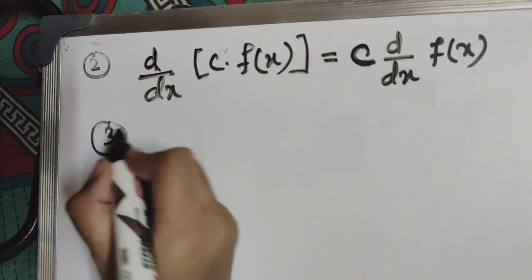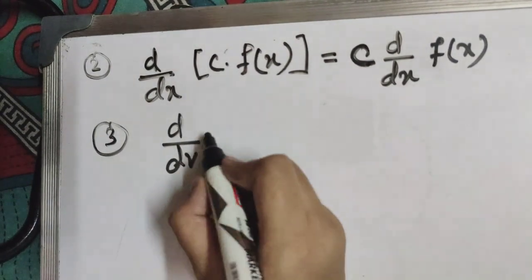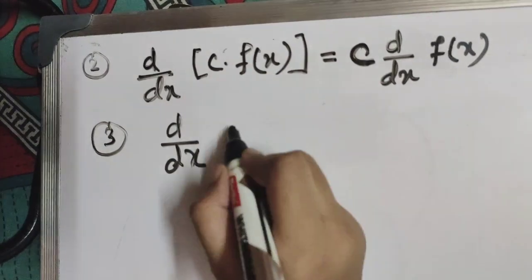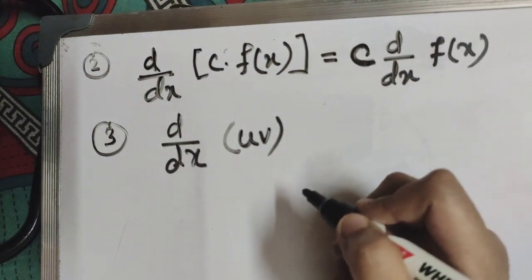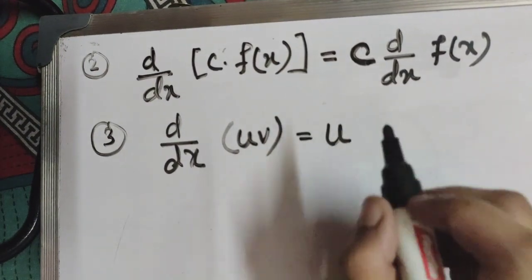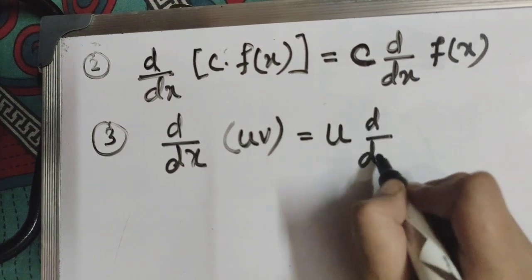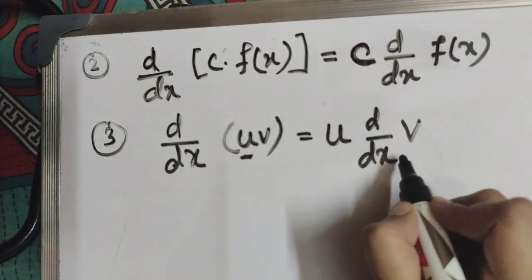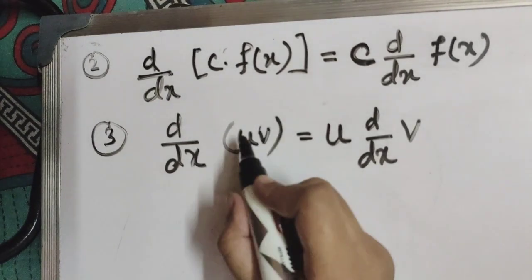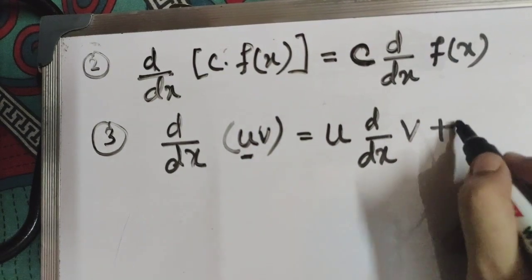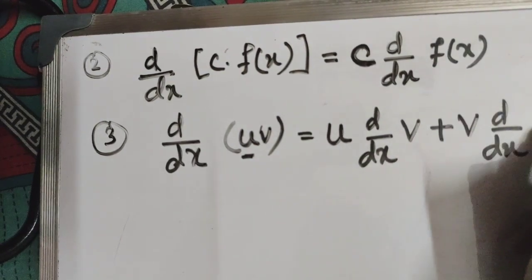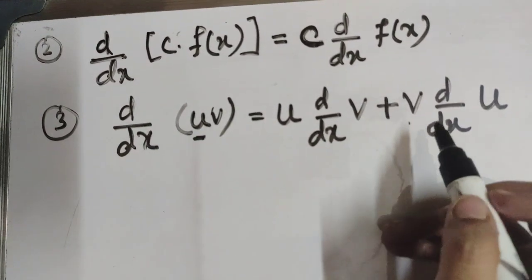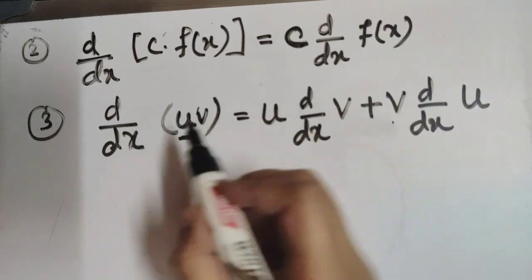Now the third one is if there are two functions in multiplication form, that means d/dx of uv, then what can we do here? The rule is u into d/dx of v, that means one term is kept constant and we differentiate the other function, plus v into d/dx of u. And then the remaining term is kept constant and we differentiate the remaining term, right?